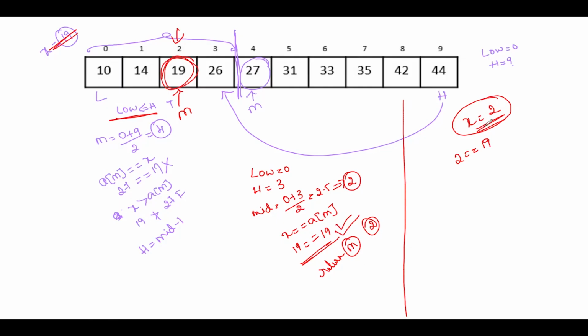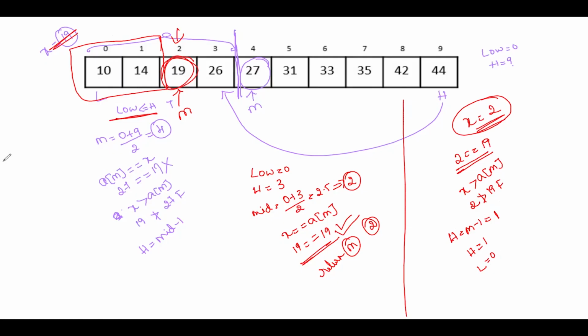Now, suppose x is equal to 2, what is going to happen? I'm comparing 2 with 19. Of course, it is not matching. Next, I will see whether x is greater than a of m. My x is 2 and a of m is 19, so this is false because 2 is less than 19. Hence, I know that my value is lying somewhere over here. Once again, the high value will become mid minus 1, which is 2 minus 1, which is 1. So the new high value is 1 and the low value is 0, which means we are focusing over here.